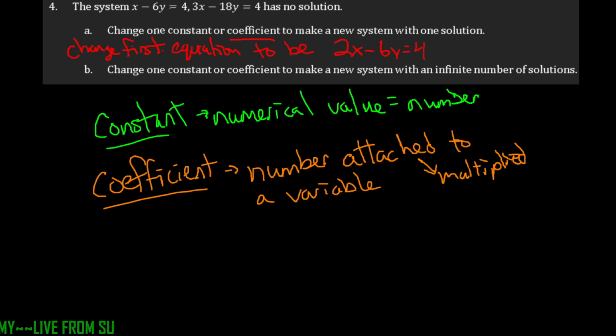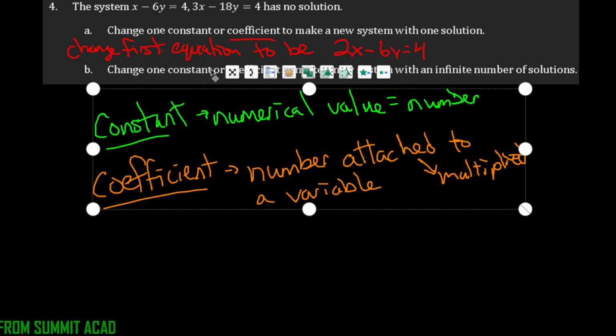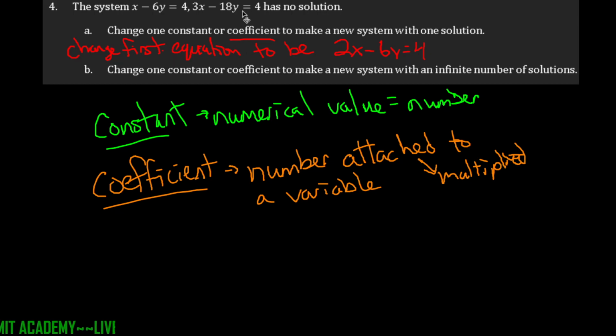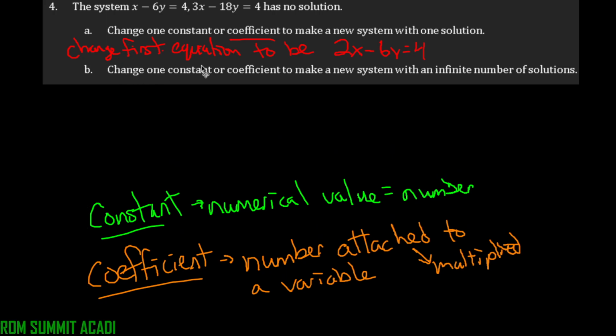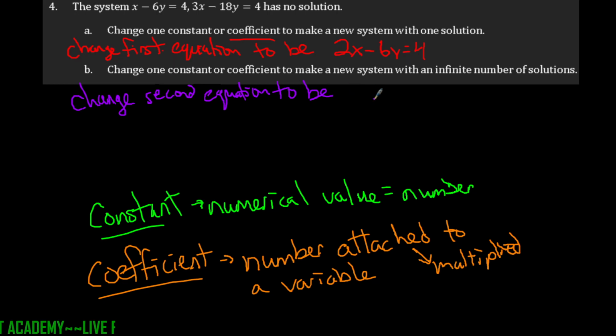For the next part, let's undo. Let's try moving this. There we go. It says we'll change one constant or coefficient to make a new system with infinite solutions. So what can I change to make them the same line? Let's say I'm going to change the second equation to be 3x minus 18y, so that part stays the same, but let's actually change the constant in this equation. So we're going to change it to be 12.